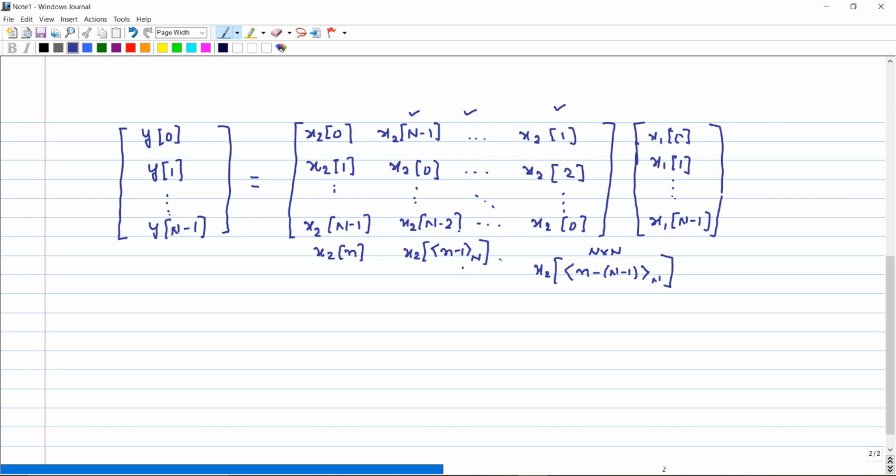So that is what we have written here, and this kind of matrix we call a circulant matrix. Okay, so this matrix we call a circulant matrix.